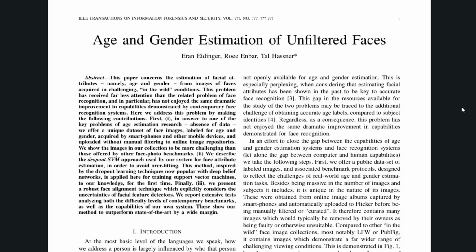So firstly, with the Adience dataset, I decided to dive straight into the 2013 paper on age and gender estimation of unfiltered faces by Eran Eidinger, Roee Enbar, and Tal Hassner. The dataset was actually constructed by taking 200 albums from Flickr, running a face detection algorithm over it, and manually annotating age, gender, and identity. According to the paper, around 30,000 images were provided in 8 buckets.